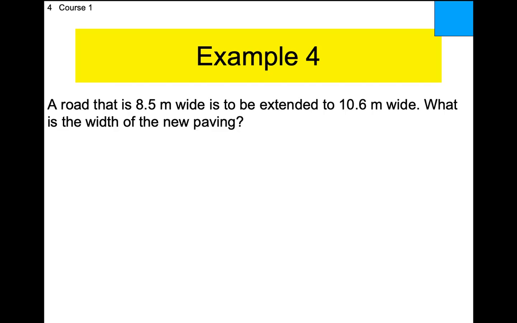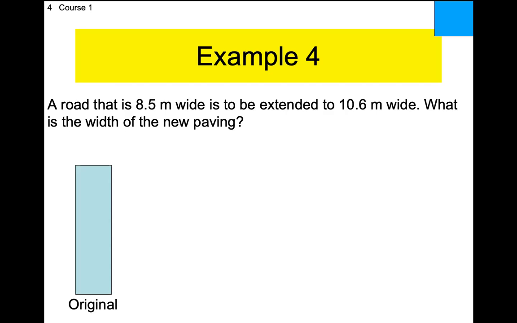It says a road that is 8.5 meters, not miles. The abbreviation of miles is MI. A road that is 8.5 meters wide is to be extended to 10.6 meters wide. What is the width of the new paving? That's why we went through that whole thing about what's width and what's length. I'm going to draw a picture. What does my picture need to be of? A road. So a road is basically what shape? A rectangle. There's my road.